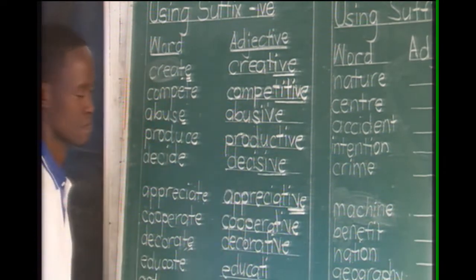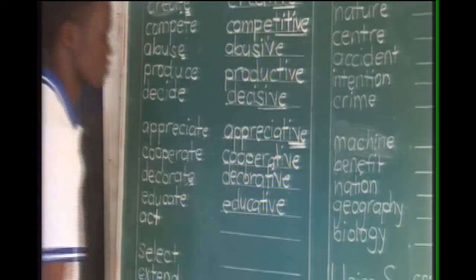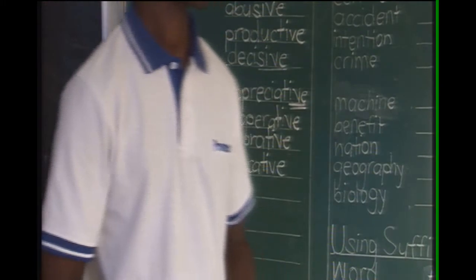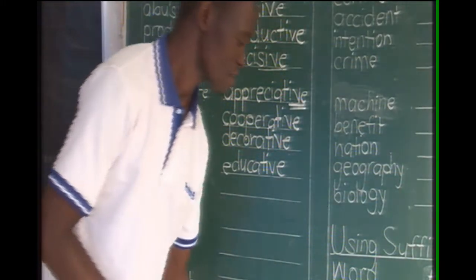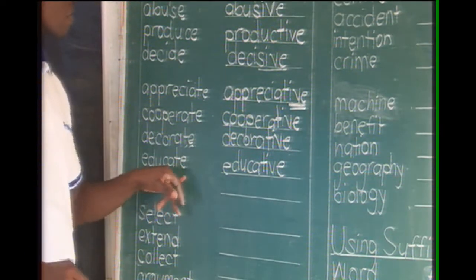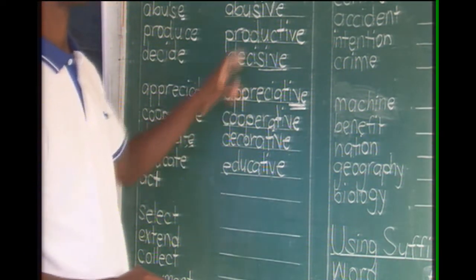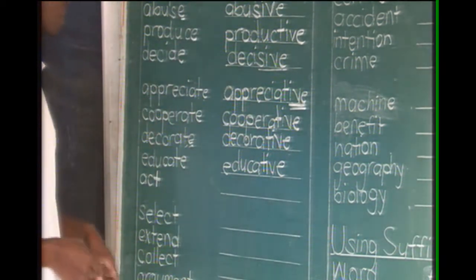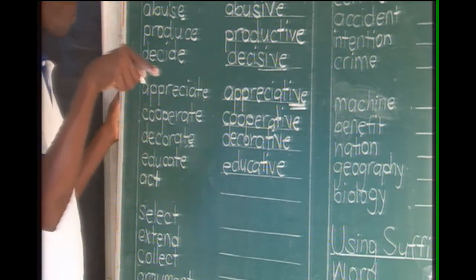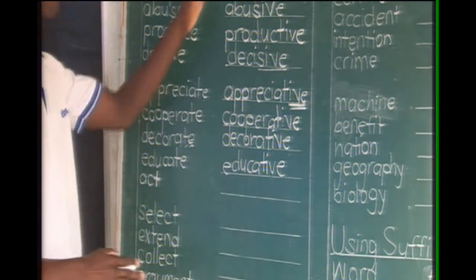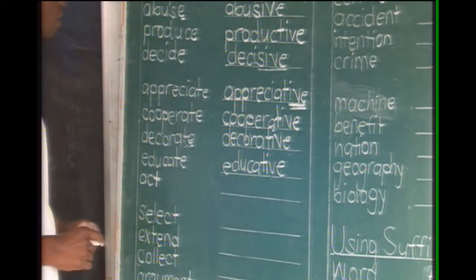Educate. IVE. Educative. Some of you love reading educative stuff only. That is in the holiday, you are there, you are relaxing. You want to read only educative stuff. There's another adjective we can form from educate, but does it have suffix IVE? We'll talk about it when we reach its suffix. Here we are still dealing with suffix IVE.